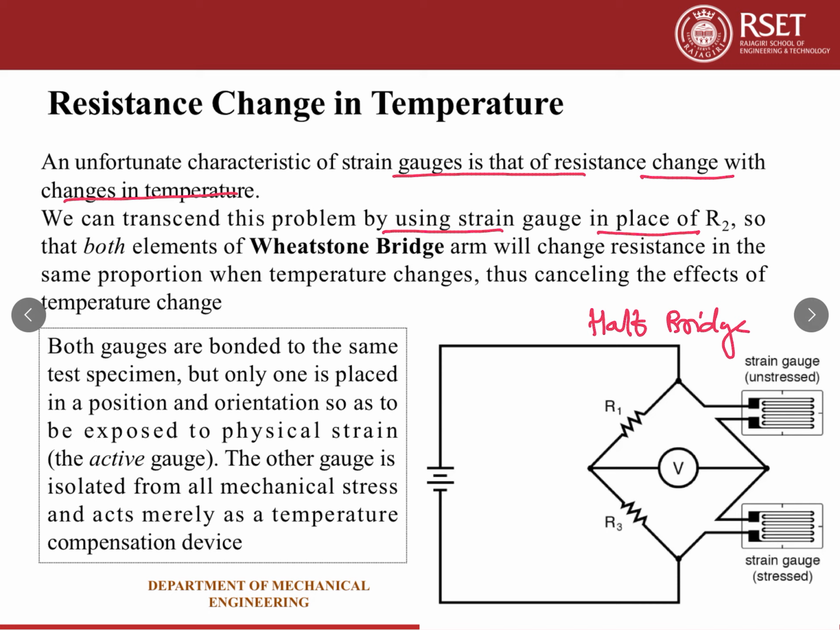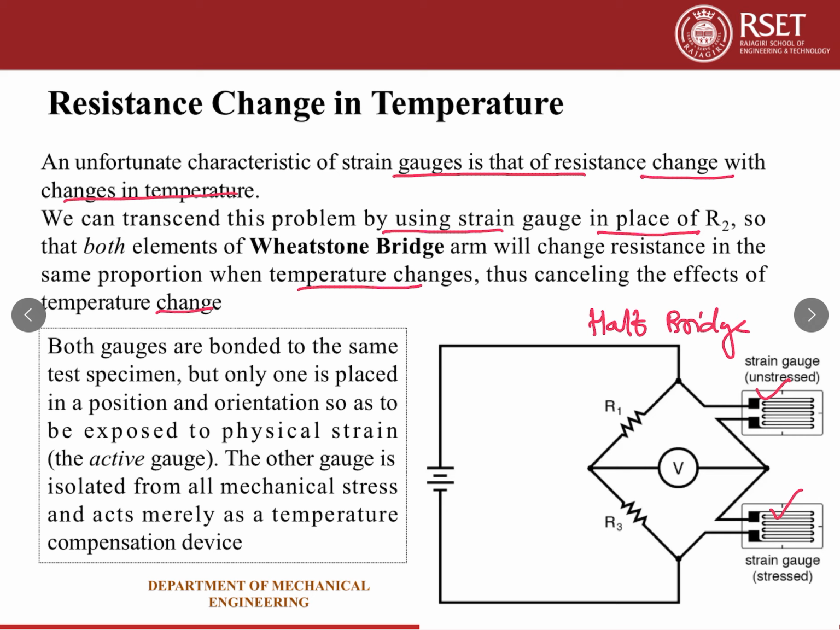Half bridge, Wheatstone bridge, half bridge. The other one is quarter bridge. So both the elements of the Wheatstone bridge arm will change resistance in the same proportion when temperature changes. So when temperature changes, both the arms' resistance will be changing equally, thus cancelling the effect of temperature change.